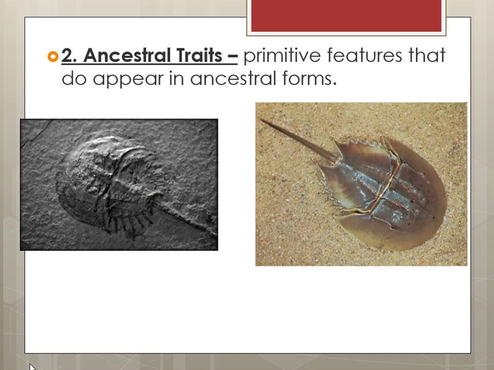Now, the other class of traits are ancestral traits. So these are primitive features that do appear in ancestral form. So here is a fossilized horseshoe crab along with its modern day counterpart, and they are almost identical. The only thing that is really different is this part of the shell is missing here, whereas it has it right here. So these things do appear, and that's something that we can track over multiple generations.